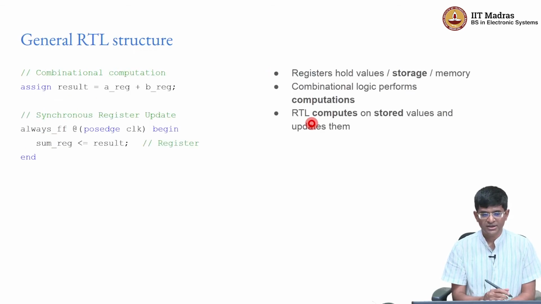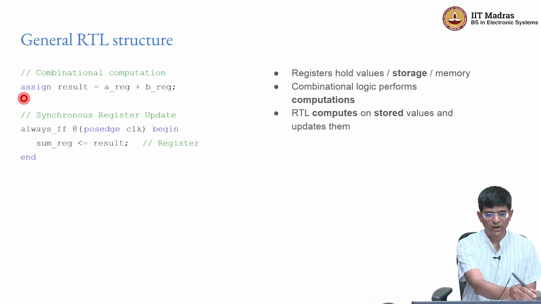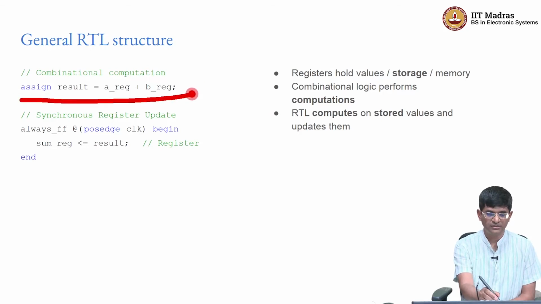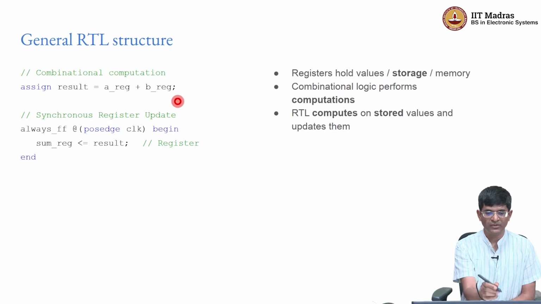So the general structure of RTL is that very often we tend to break the computation into two parts. One of them is the actual computation itself, where I declare an intermediate variable, a wire or something like that, to hold the result of my computation, and then I can explicitly have a synchronous register update, where I just say that sum reg equal to result.